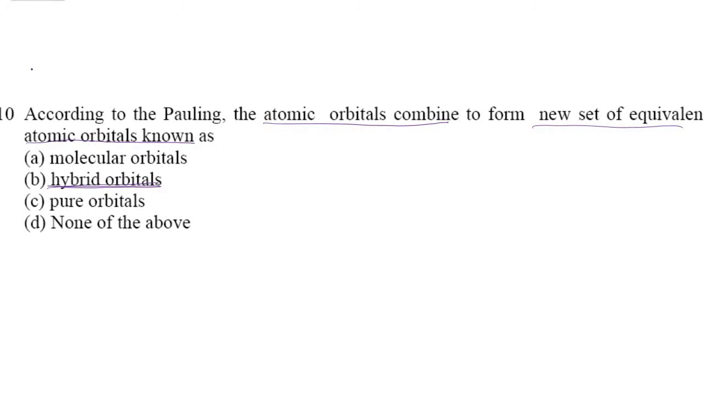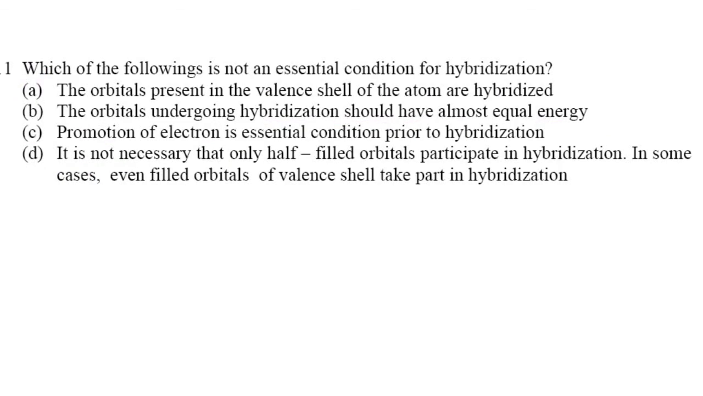Now this is question number 10. Make sure that this is question number 10, and the next question will be question number 11 here. So this is question number 11. Which of the following is not an essential condition for hybridization? If you see the option, whenever hybridization takes place, the shell that is involved in hybridization is always a valence shell. So first option is correct, but they are asking which is not.